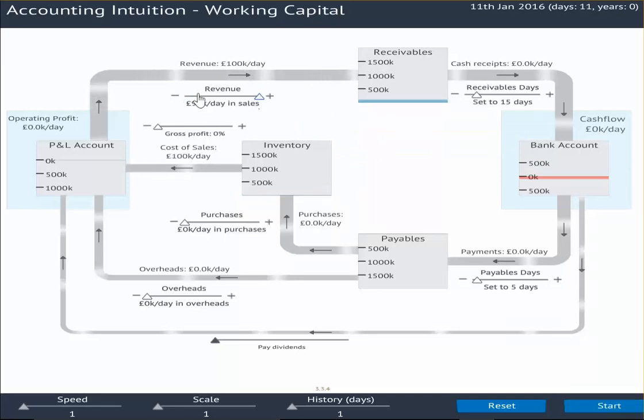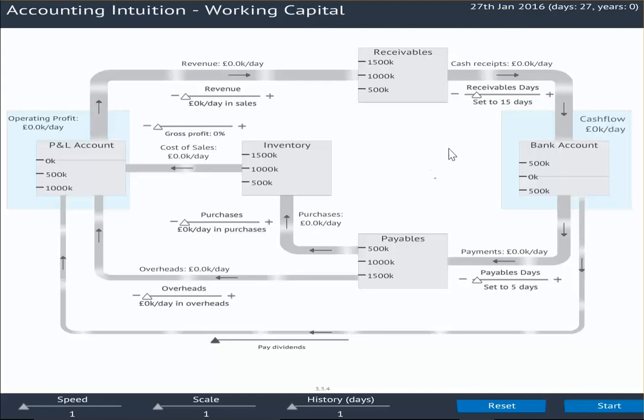So as you can see, we've now sold that inventory and we're now owed money by customers, and they're going to pay that, in this case, 15 days later. So 15 days later, on day 26, they paid.